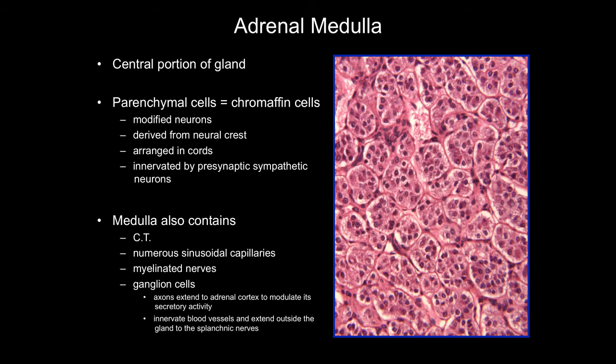The medulla also contains connective tissue and numerous sinusoidal capillaries. You can see some of the capillaries in a profile like that. There are myelinated nerves in the adrenal medulla. Again, those are difficult to appreciate histologically. There are also ganglion cells, which are also difficult to appreciate histologically. These ganglion cells extend axons to the adrenal cortex, perhaps to modulate the secretory activity of cells in the adrenal cortex. They also innervate blood vessels, and the ganglion cells extend processes outside the gland into the splanchnic nerves.